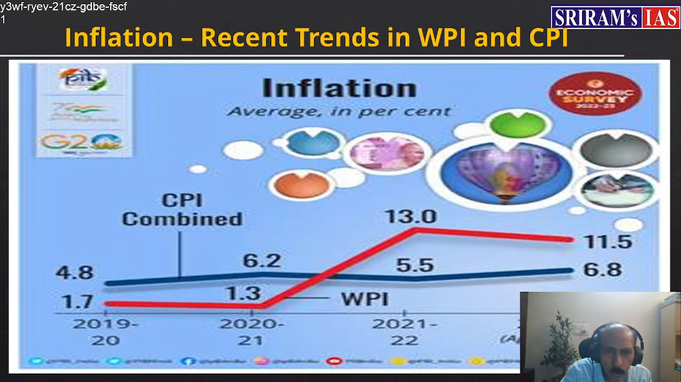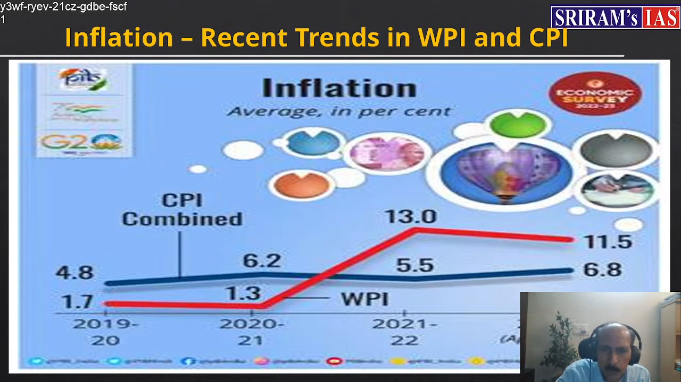The red one is the WPI and the blue one is the CPI. CPI was around 4.8% in 2019-20, and it started slightly rising in the pandemic period because of drastic reduction in the supply side. Then it slightly stabilized, but after 2022, when the Russia-Ukraine conflict took place, the commodity prices all over the world started rising, including India, and therefore the CPI started rising. The WPI also started rising.